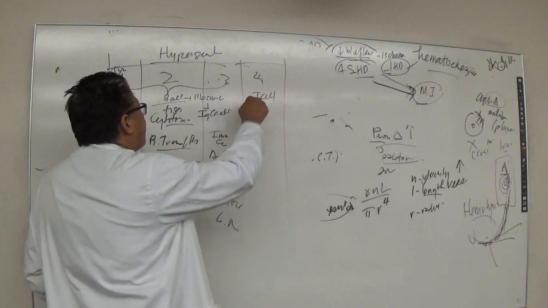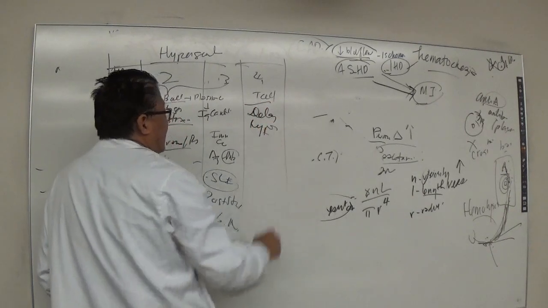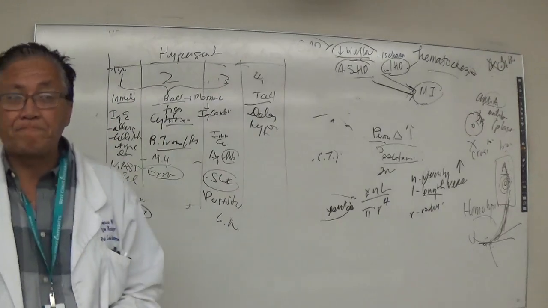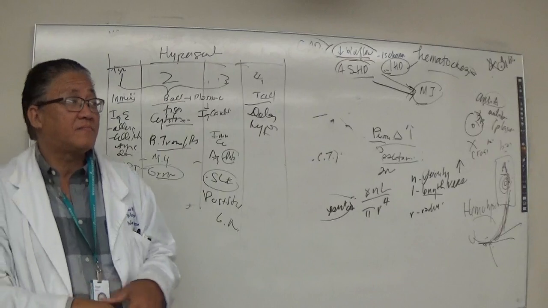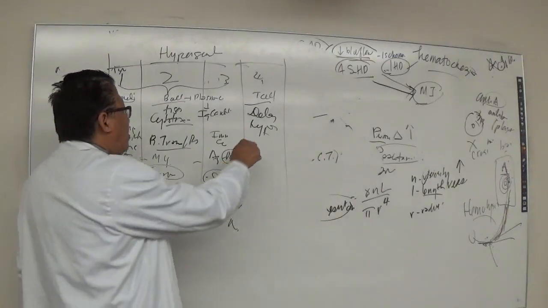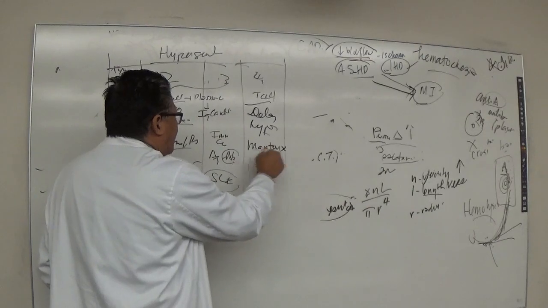Now, what about T cell? What is this? Delayed hypersensitivity, which is usually seen where? When you do your what? Your tuberculin test. What's the name of the test? Is it PPD or Mantoux? The Mantoux test, the name of the test is French.